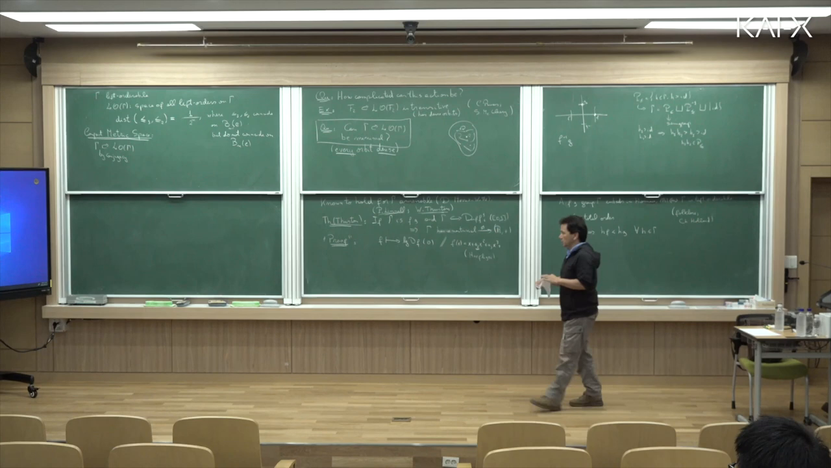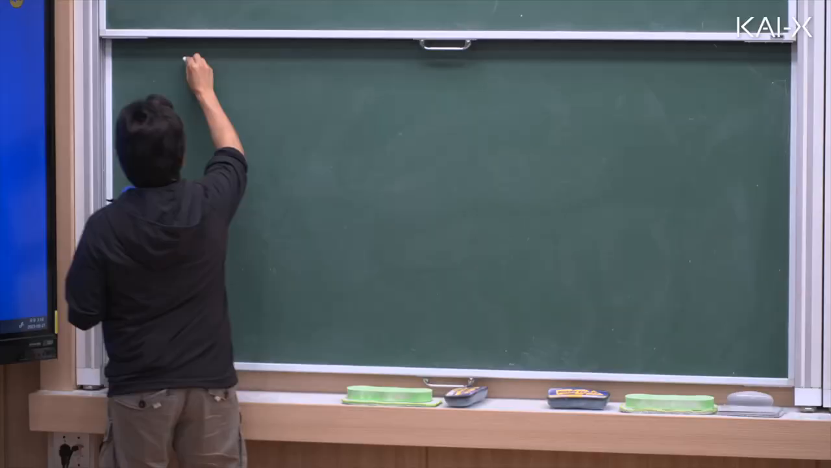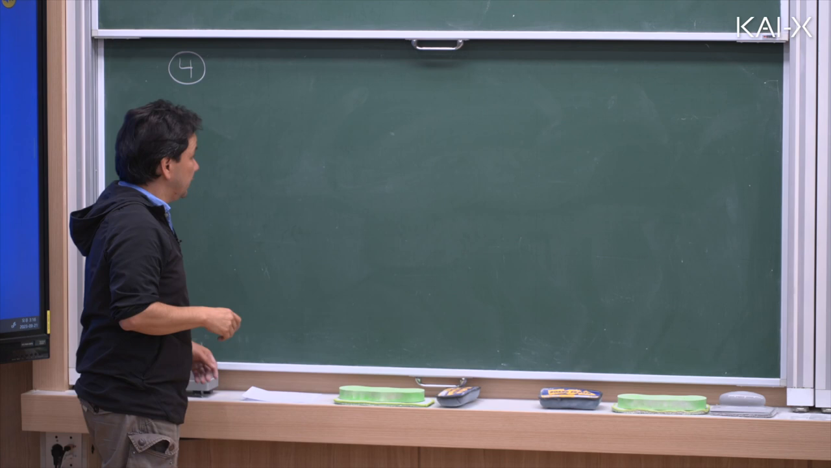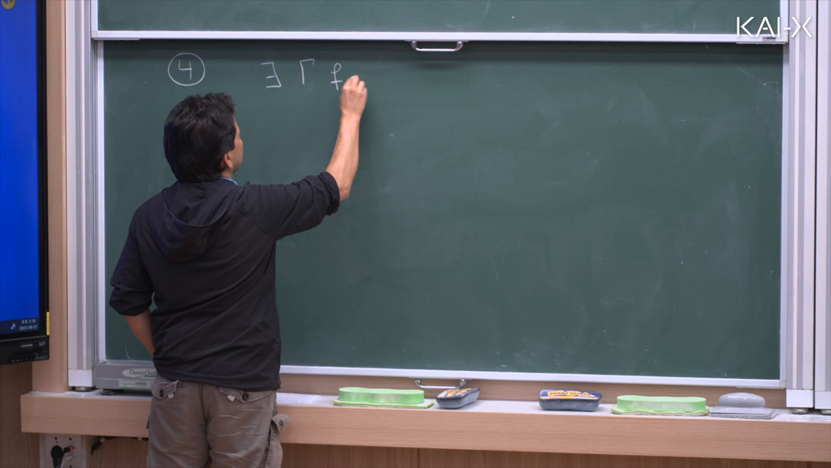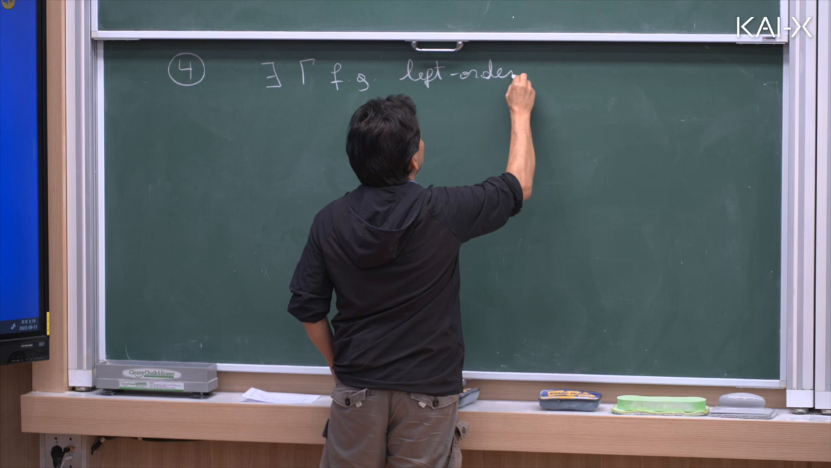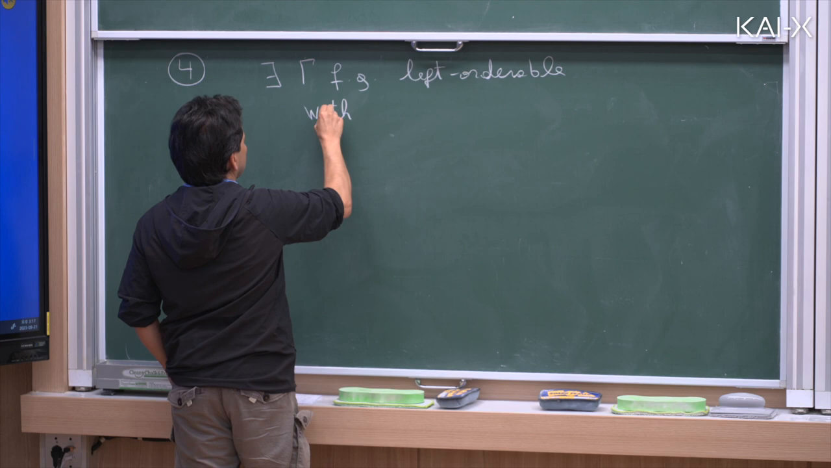Okay. Fourth question. Again, I will state it very quickly, and then I will explain the issue here. Does there exist a group gamma, finitely generated, left orderable, with a property which is very important in this context, in any context? It is called Kazhdan's property T.